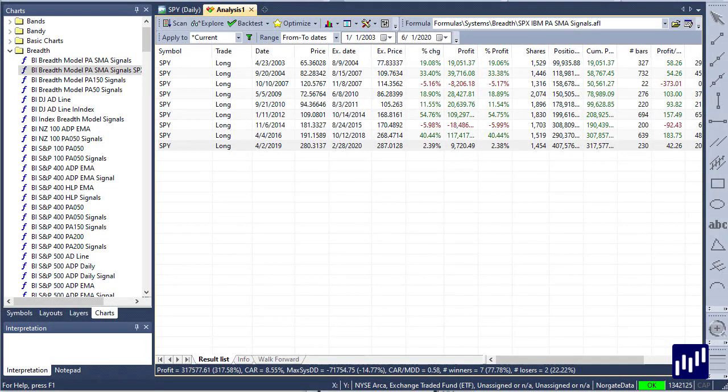All right, so now let's look at the composite signal. So we're going to use all 3 indicators that I just showed you. When 2 of the 3 are on bullish signals, that'll be a buy for SPY. When 2 of the 3 are on bearish signals, that'll be a sell for SPY. And we're going to use the same testing period, 2003 to 2020. And when we use this strategy, you can see the compound annual return, 8.5%, very nice. The drawdown was 15%, and you had 7 winners and 2 losers.